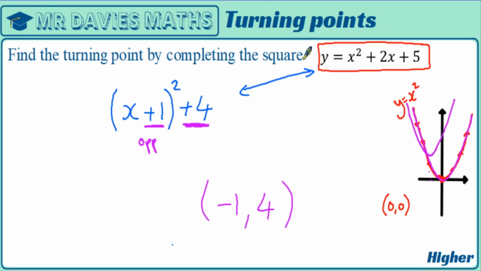And again, it's going to look something like this. Okay, so that is how we find a new minimum point by using completing the square. Let's try another one.